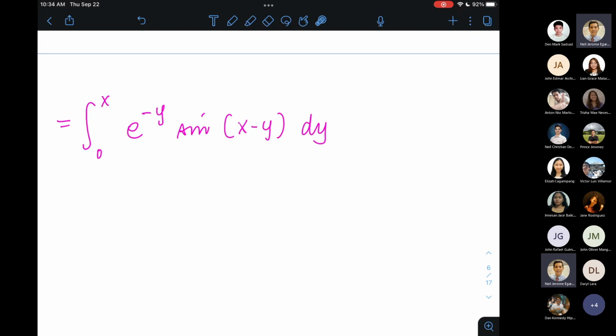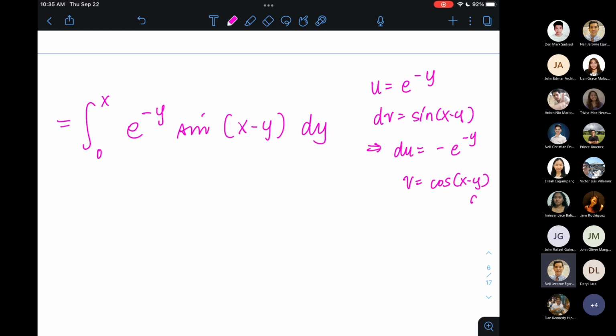So, siguro here, I can let u, sa unang IBP, ang u natin ay e to the negative y. Tapos, ang dv natin ay sine of x minus y. Okay? So, ibig sabihin, ang du ay negative e to the negative y. Tapos ang v ay cosine ng x minus y. Dito nakasama yung dy. Tama ba?